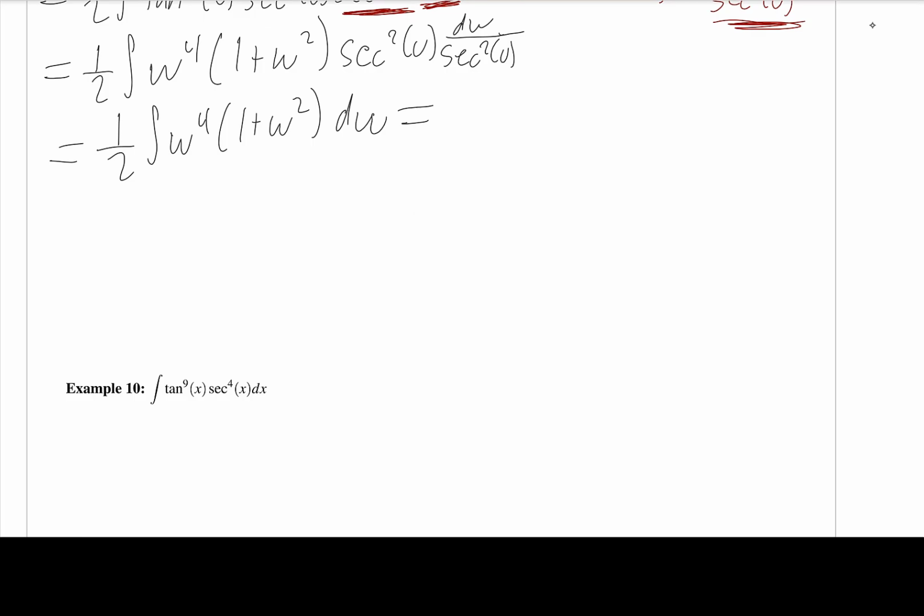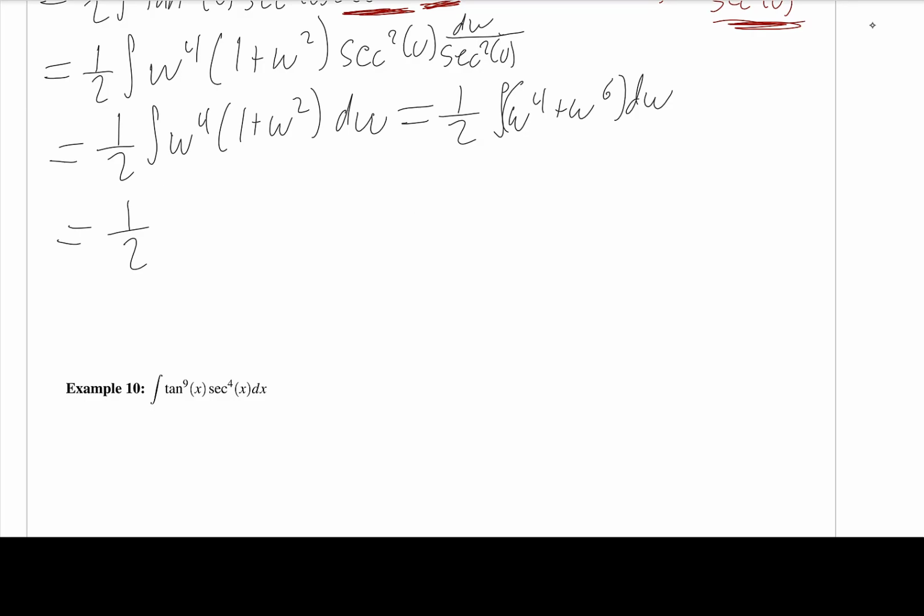So then multiplying out this w to the fourth, we'll get 1/2 the integral of w to the fourth plus w to the sixth dw. I really want to throw an F in there, that way it says DFW. It's like Dallas Fort Worth or something like that. I don't know, it just keeps on popping up in my head. Maybe I'll figure out a way to do it this semester.